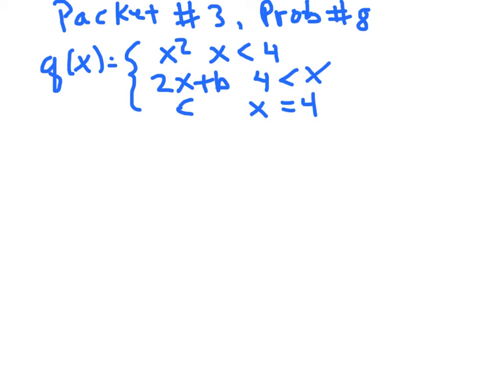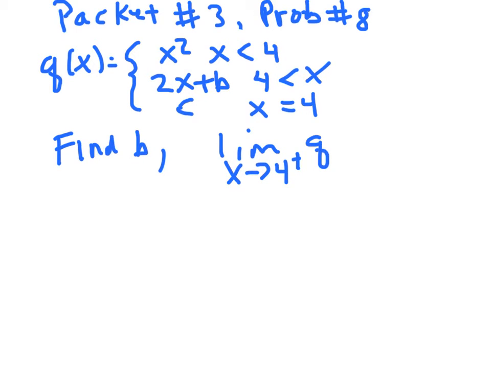We're going to look at problem number 8 from packet number 3, and the packet asks us to find the value of b so that the limit as x approaches 4 from the right of q of x equals the limit as x approaches 4 from the left of q of x.